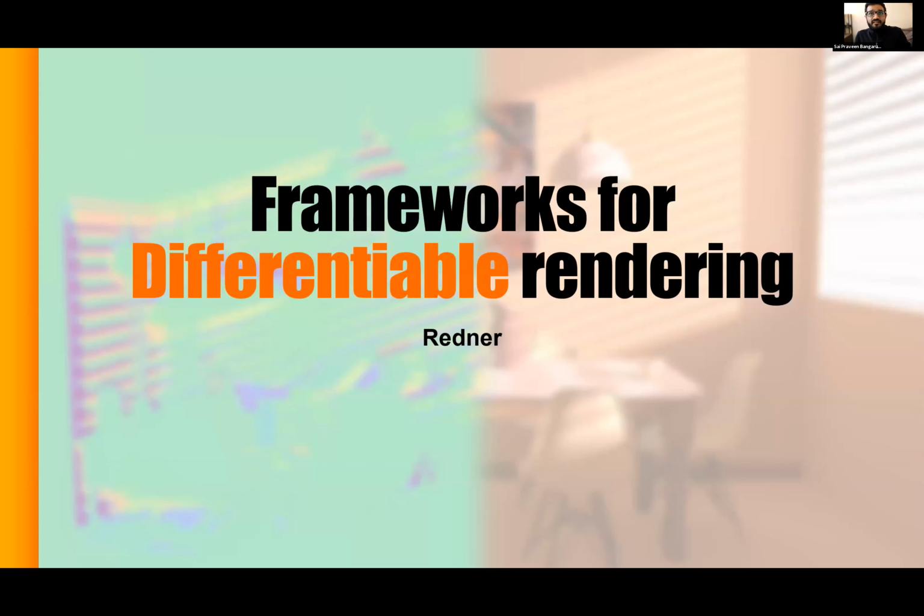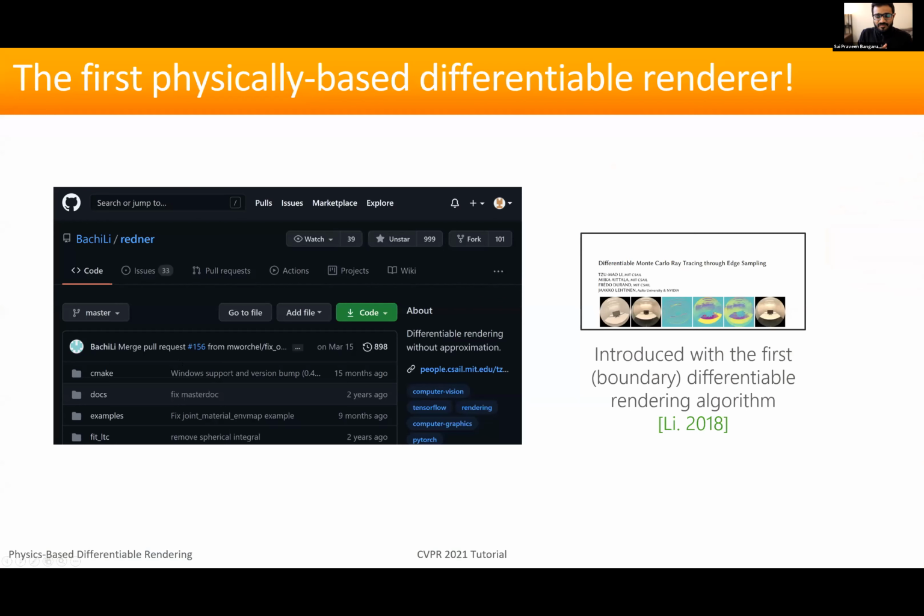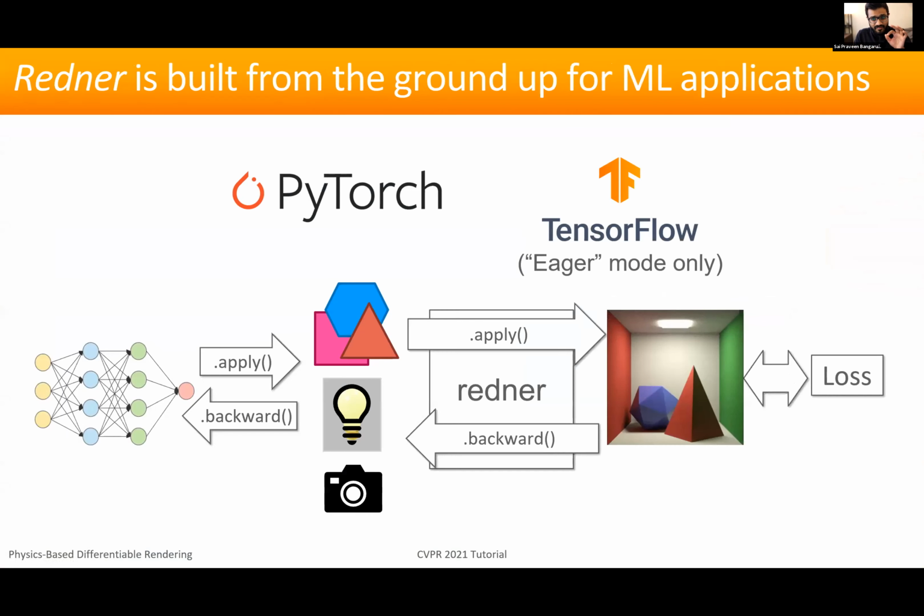Yeah, so I want to give a very quick, brief summary of one of our frameworks, Redner. Redner was actually a sort of a predecessor to PSDR. It was introduced with the first boundary differentiable rendering algorithm by Li. And Shuang and Yanis have already covered the algorithm itself. I just want to look at the framework, the goals of the framework.